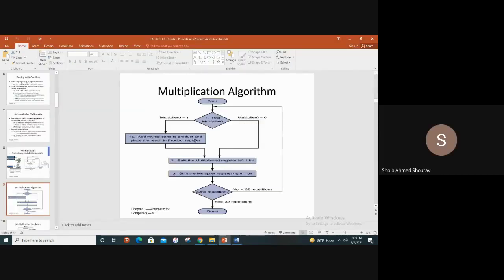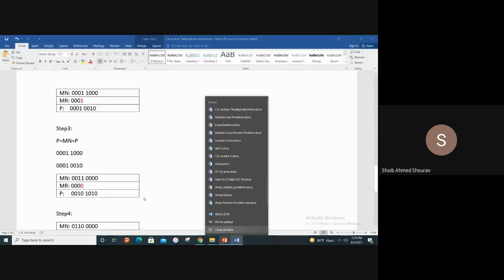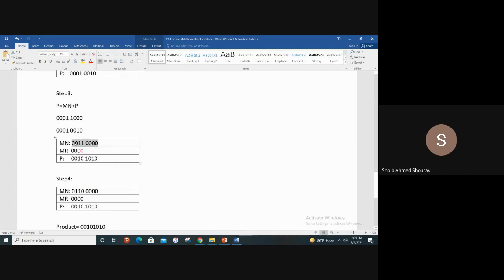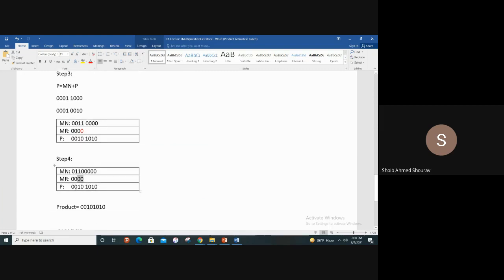So we do not have to add anything in here. We have to directly go to shift left and shift right. So we are only going to shift left and shift right. And we are not going to change the product in here, as we have no addition calculation in here. So to shift left, we are going to make this 8-bit, remove the left side 0, add a 0 at the right, remove the right side 0, add a 0 at the left. So this is our new mn, final mn, mr, and the product register.